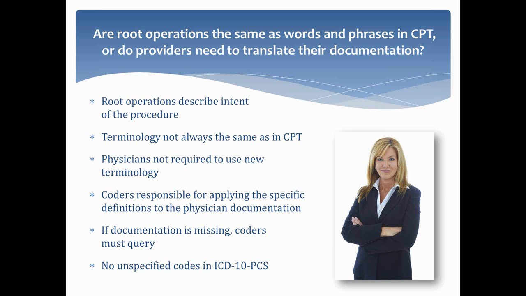We do have one root operation called repair, which we are allowed to use if the actual operation doesn't fit anywhere else. So there is the one fallback position, but there really aren't any fallback positions when we aren't able to determine from physician documentation how they got at the body part, such as was it an open procedure or was it through the skin using the scope, things like that. There are 7 of those options and you have to pick one.